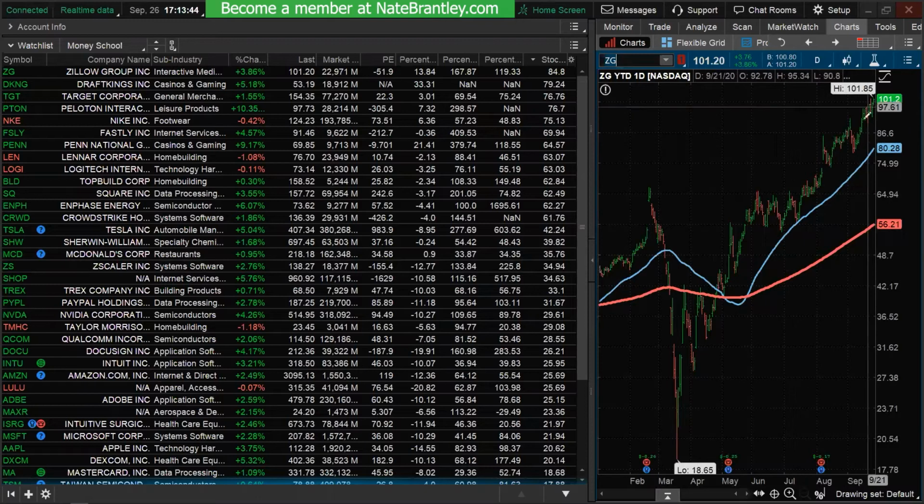Here's the V. It's kind of drifting slightly, but this is a pretty strong recovery in Zillow, considering you could have gotten it under 19 bucks and now it's trading over 101. It really goes to show, if you're a younger person especially, you should be buying all dips no matter how catastrophic it feels.